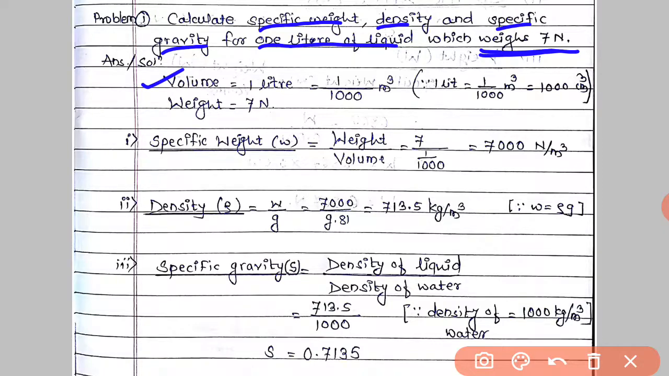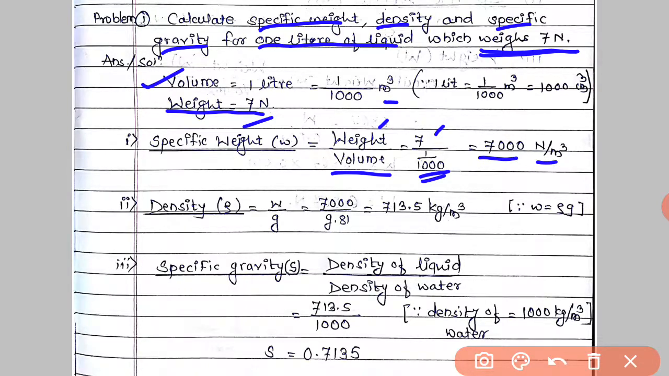Weight is 7 Newton, so this is in SI unit. Now what do we have to calculate? We have to calculate specific weight. Specific weight, small w, is equal to weight upon volume of the fluid. So weight is 7 and volume is given as 1 upon 1000. So the specific weight is equal to 7000 Newton per meter cube.